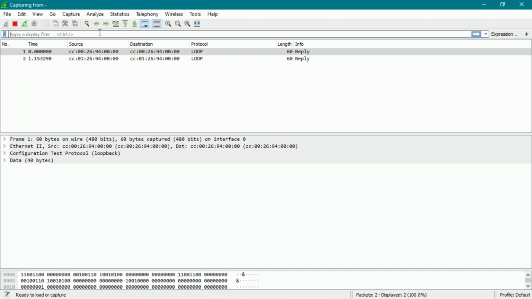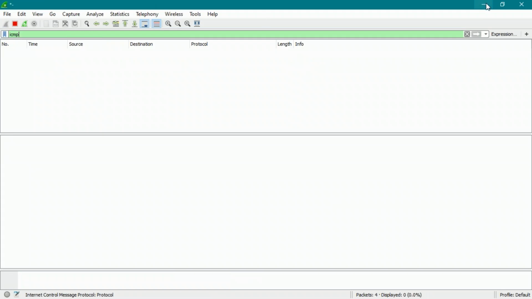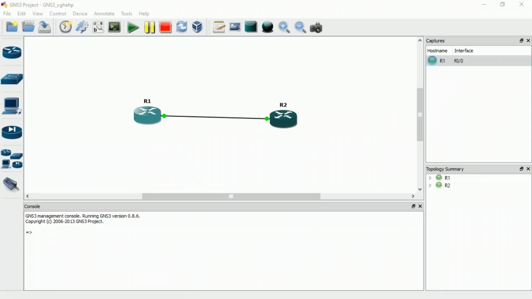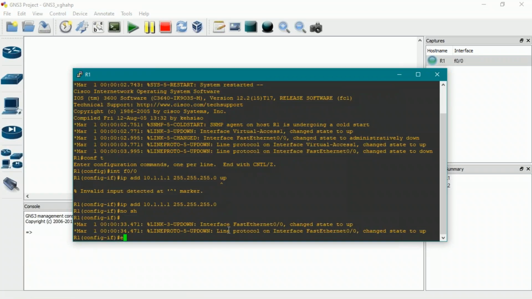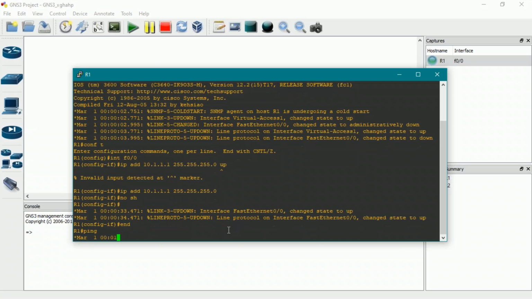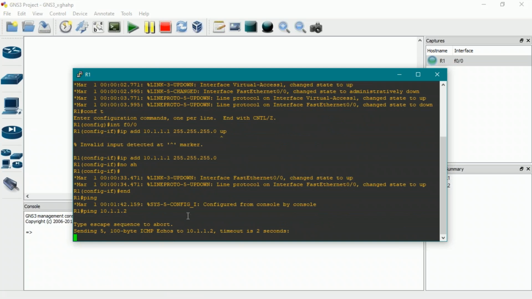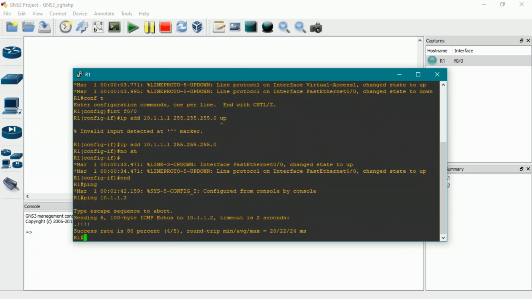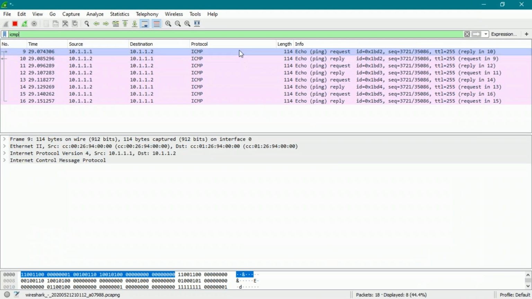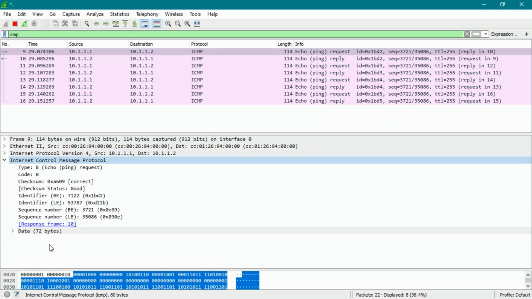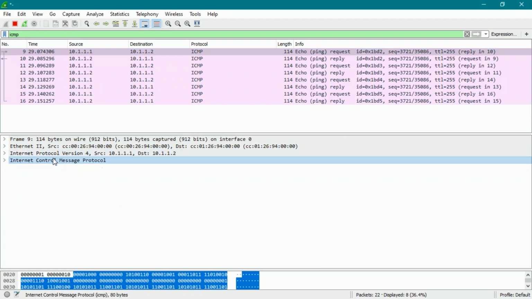For example, if I am going to filter on the ICMP protocol here, from router one I can do something called pinging. So I can ping 10.1.1.2. When you do this pinging operation, you will be able to see the traffic going on from one router to another router. I have configured one router with 10.1.1.1, the other router with 10.1.1.2, and there is information exchanged between those routers. We'll be using Wireshark to study the protocol information present and how this information is getting exchanged. Everything we'll be learning.